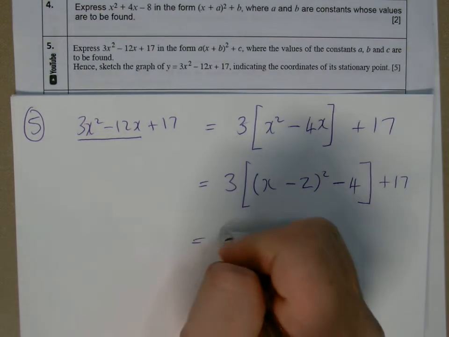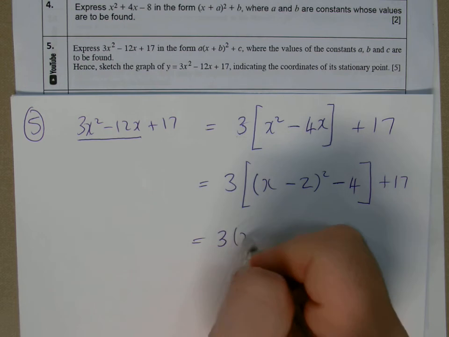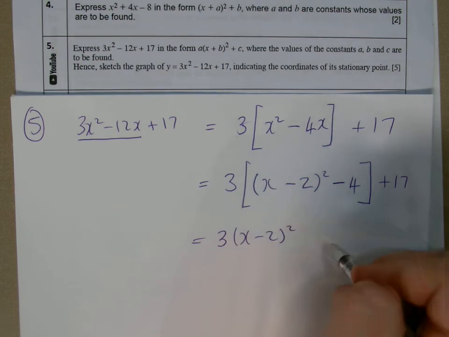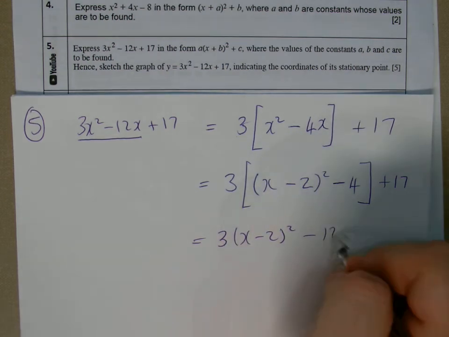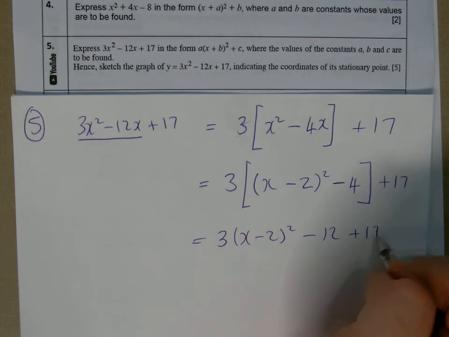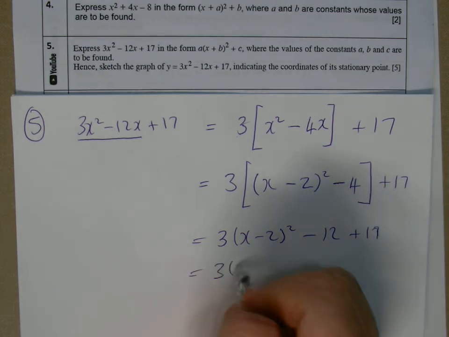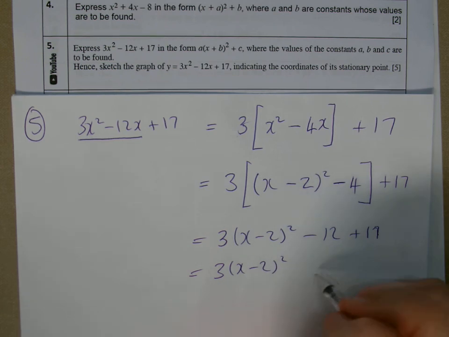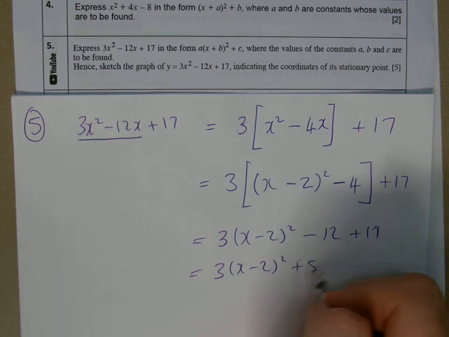Finally, this multiplies back through with that 3. So I'll have 3 times that bracket, and 3 times the 4 is 12, and that adds 17. So that will become 3 bracket x minus 2 all squared, minus 12 plus 17, which is plus 5.